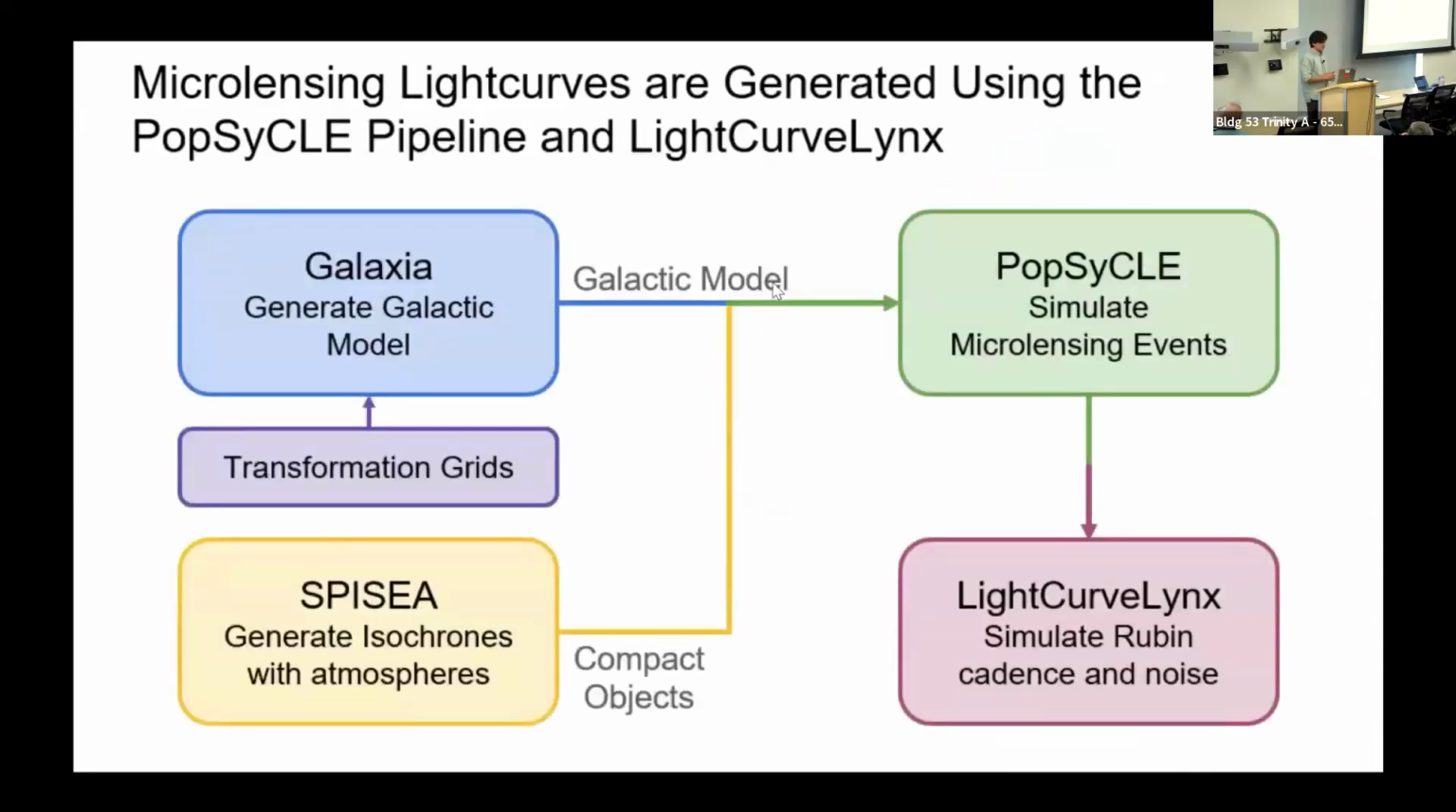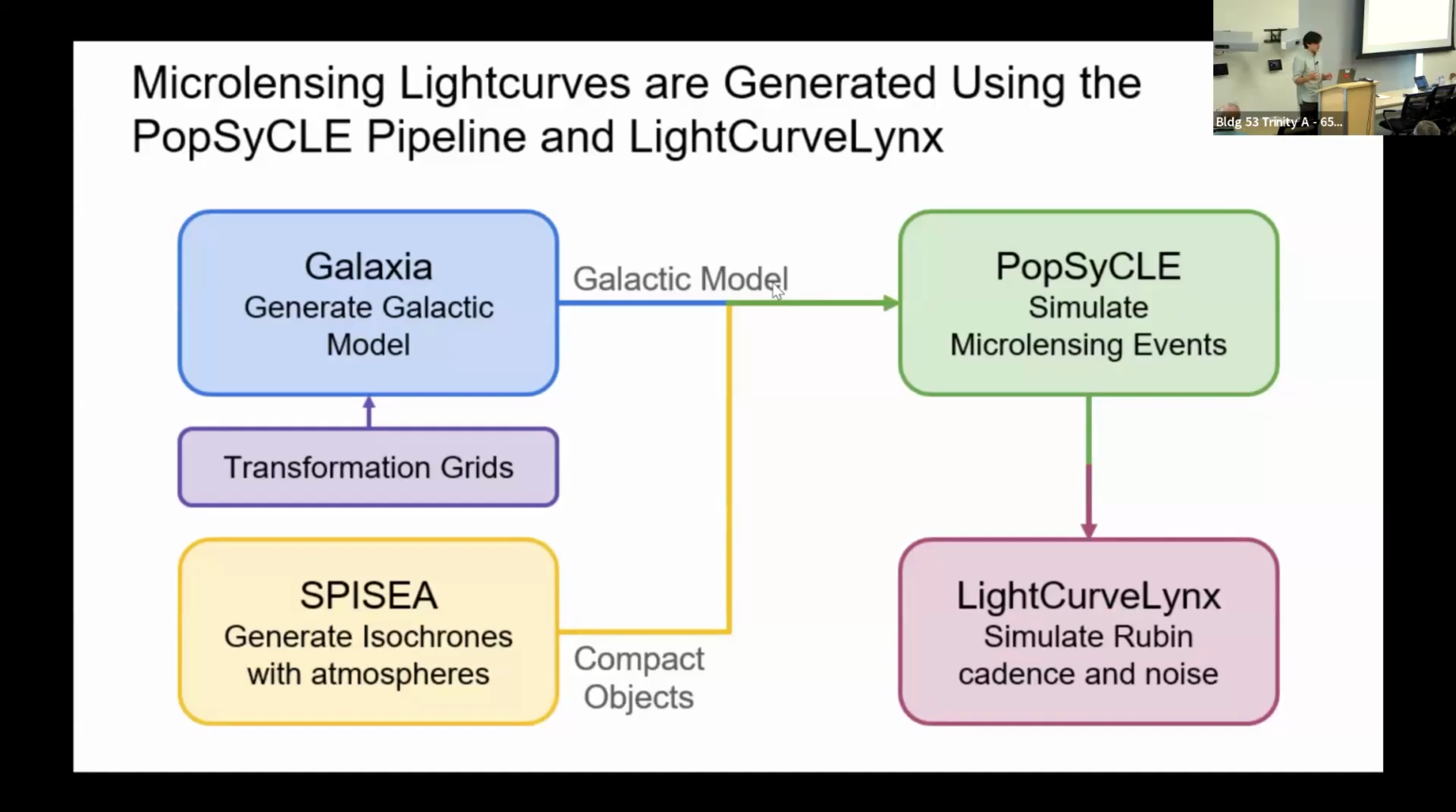So microlensing light curves are generated using the Popsicle pipeline. The pipeline consists of Galaxia, which gives us a galactic model in UBV. We then transform that UBV photometry into Rubin photometry. And then within that galactic model, we inject compact objects. This is black holes, white dwarfs, neutron stars. And these are generated with SPISEA, which uses MIST and accounts for atmospheres.